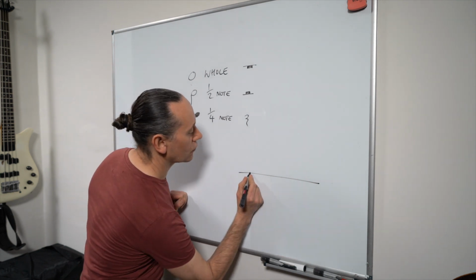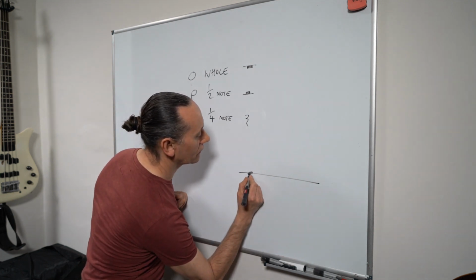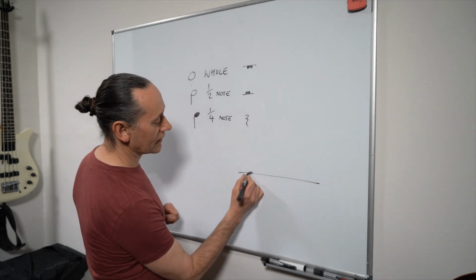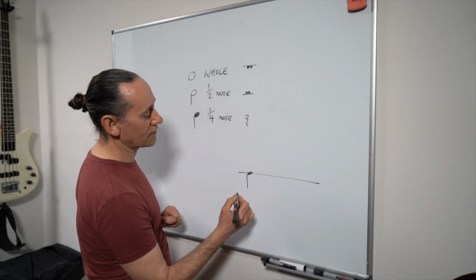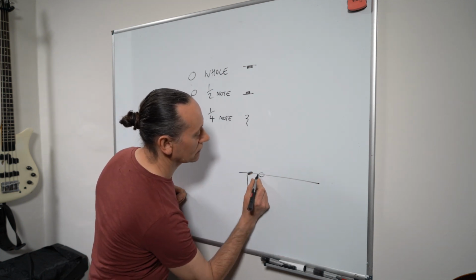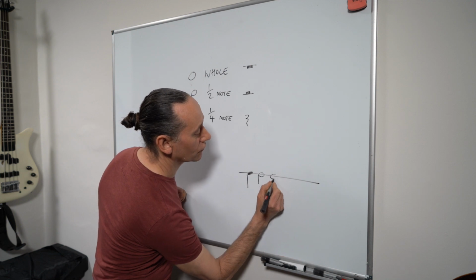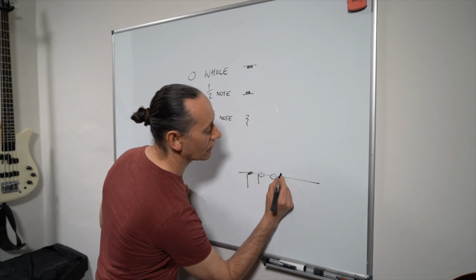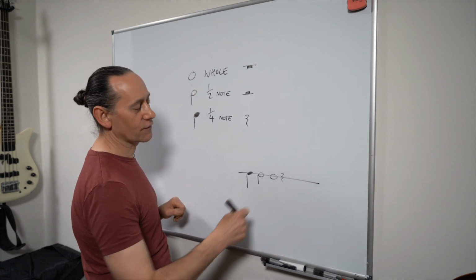If I place a quarter note on this line, it's important that the line I'm writing on goes through the center of the note head. And that's the same for the half note and also for the whole note. If I want to write a quarter note rest, that roughly goes in the center of that line.